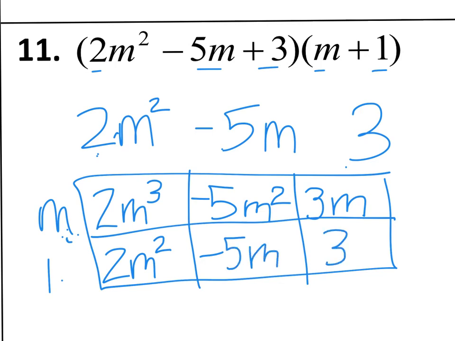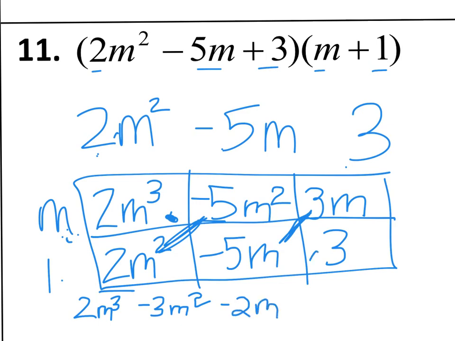So now we need to pull out our like terms. I don't see any more cubes, so my answer is definitely going to have 2m cubed in it. And these are like terms, so I have 2 here and negative 5 here, so those are going to combine to give me negative 3m squared. And I've got more like terms here of negative 5 and 3, and those are going to combine to give me negative 2m. And there's no like terms here, so we'll just write the 3.